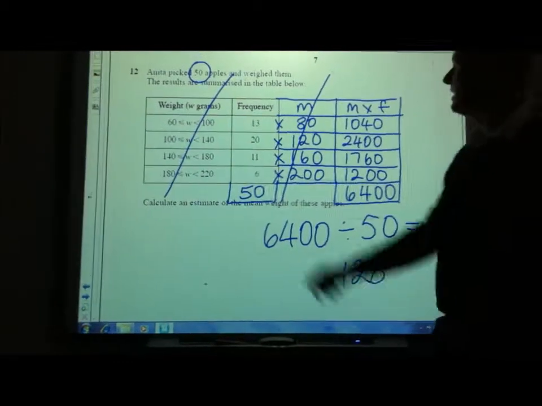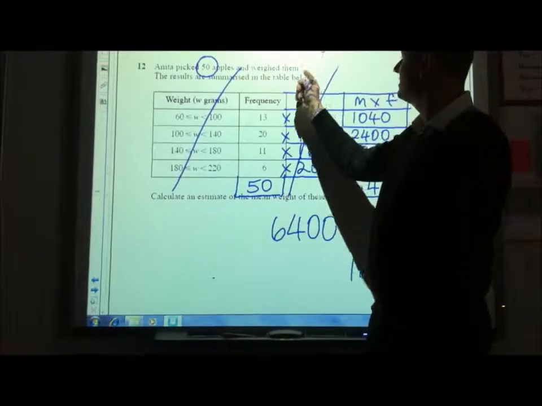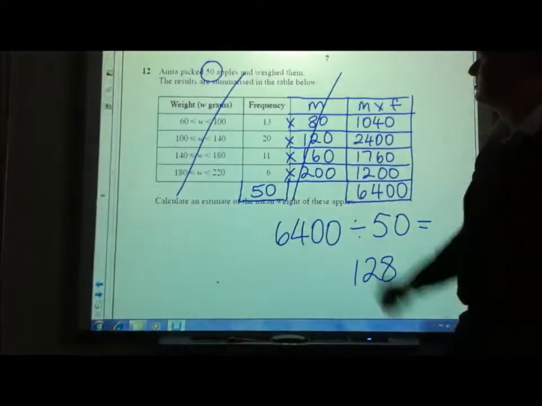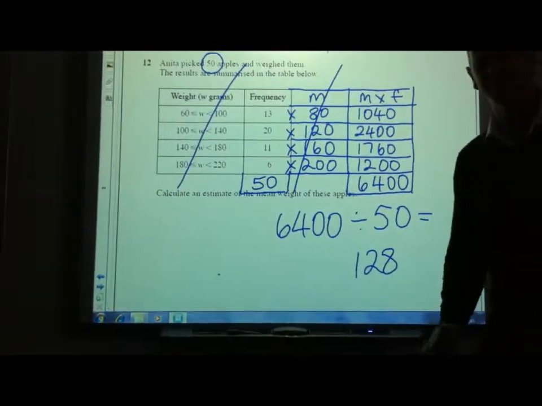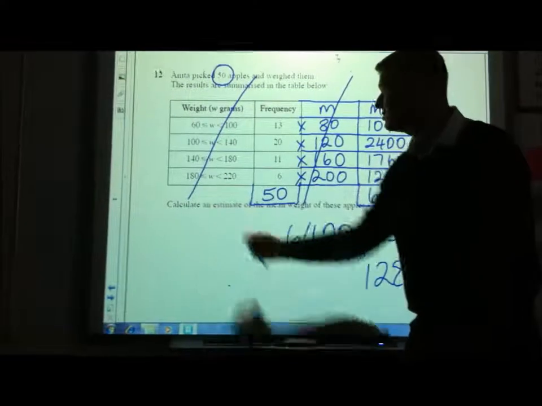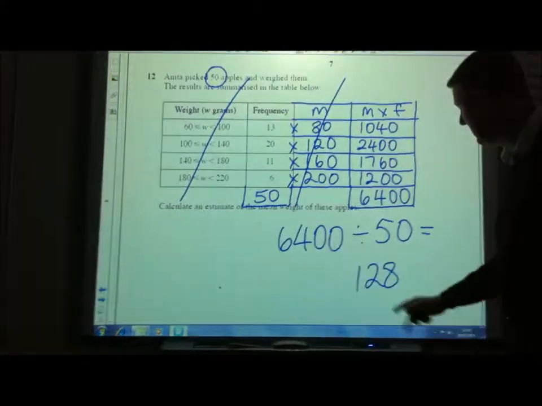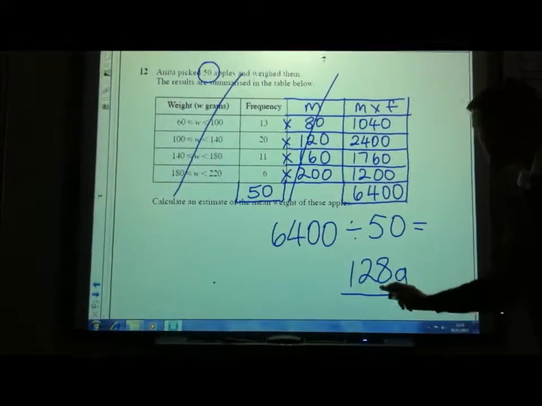If I were to do that on my calculator, I would get 128. So Anita picked 50 apples and weighed them. The results are summarised in the table below. In other words, they're grouped together. We've just done an estimate of the mean because the information's grouped. Our estimate is 128 grams.